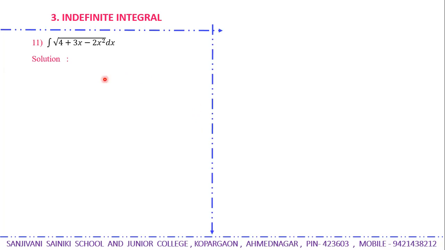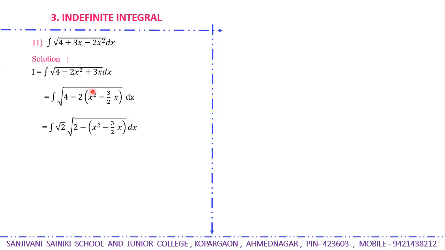Now look at this example, integration of root 4 plus 3x minus 2x square dx. So it is in the form of root of the quadratic factor. So here we have to make the perfect square. Before that, we must take 2 common from the square root, so that I write it as square root of 2 times 2 minus x square minus 3 by 2x. Now how to find the last term?